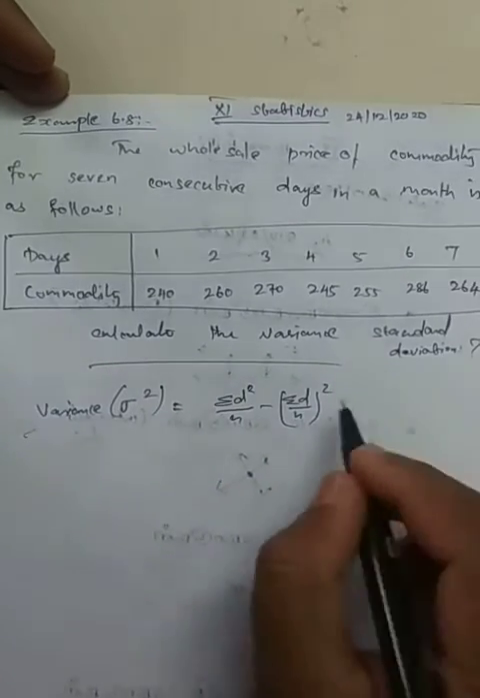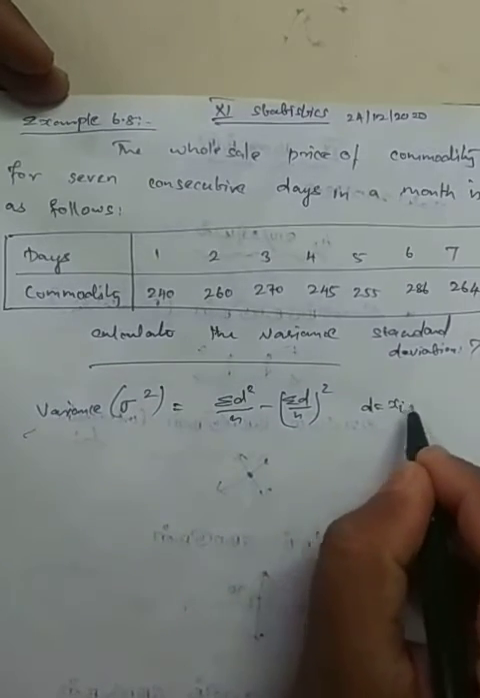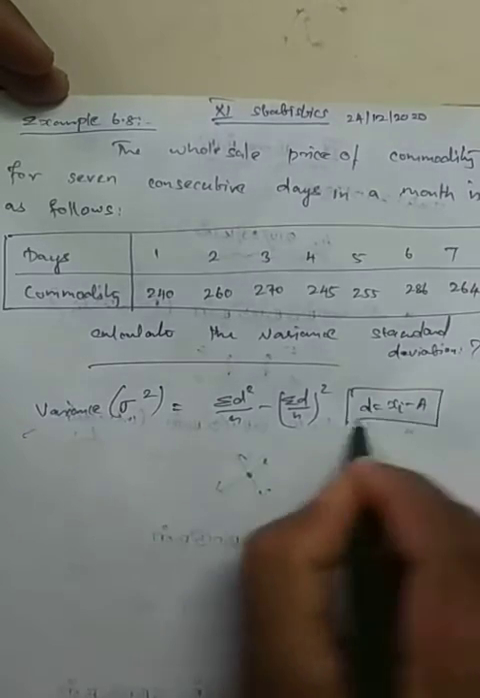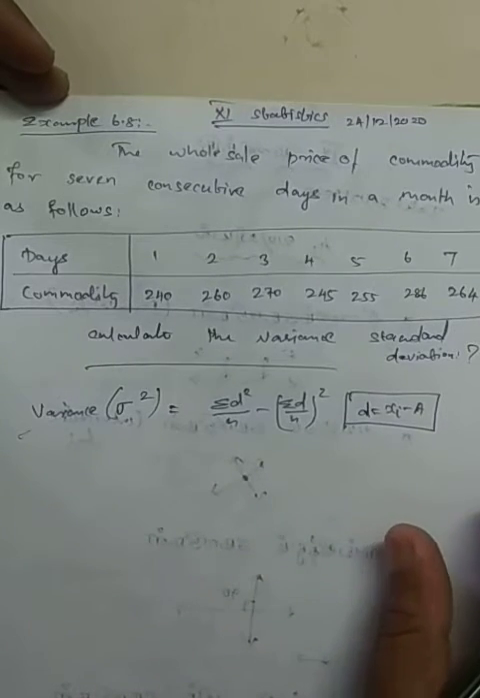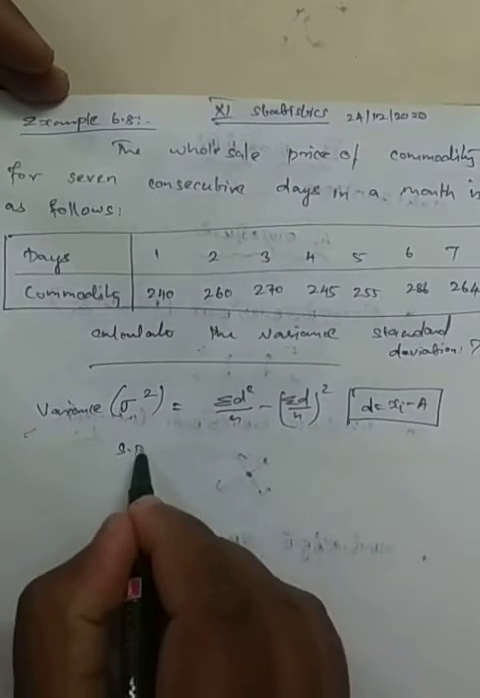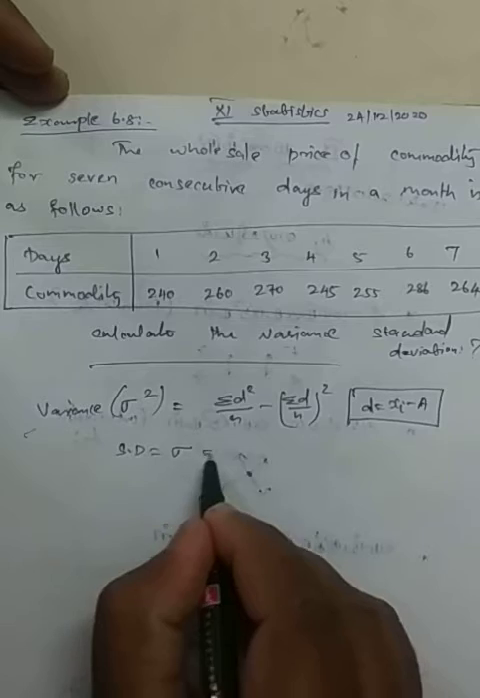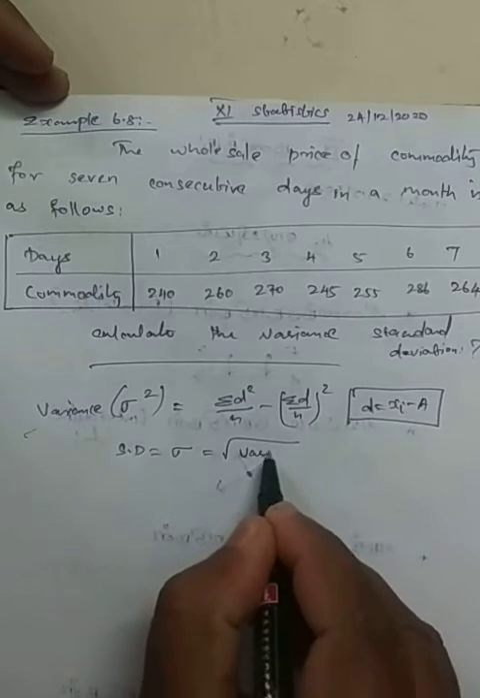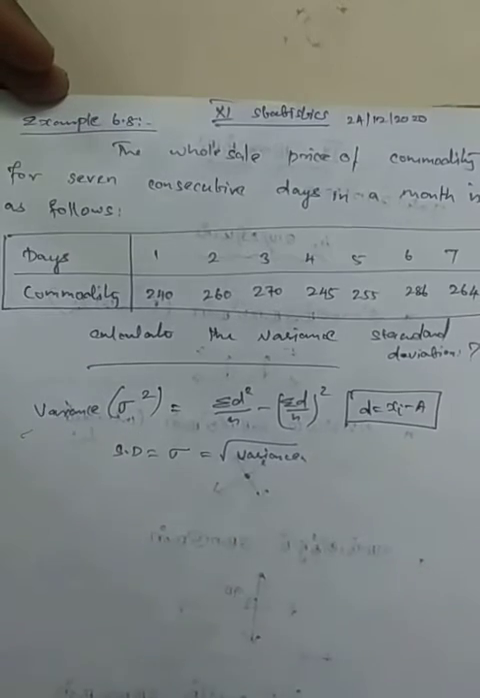Where d is nothing but xi minus A. This is the formula for finding variance. Standard deviation is sigma, that is, the square root of variance. That we have to do. Okay, in short, keep that in mind.